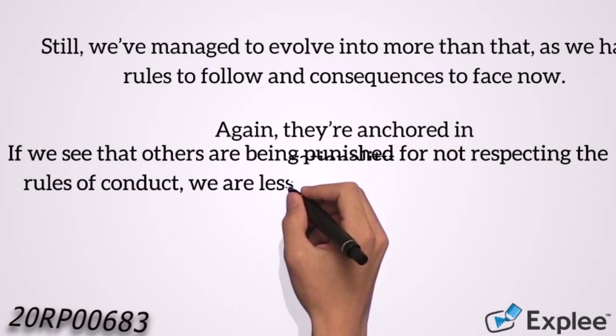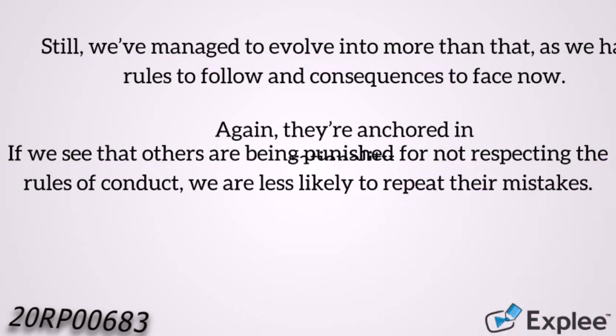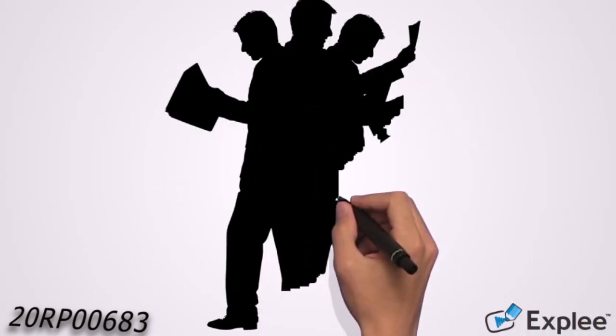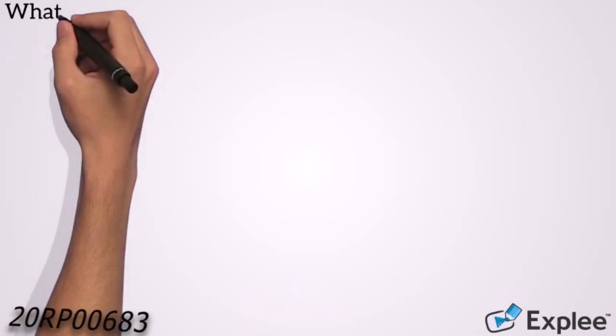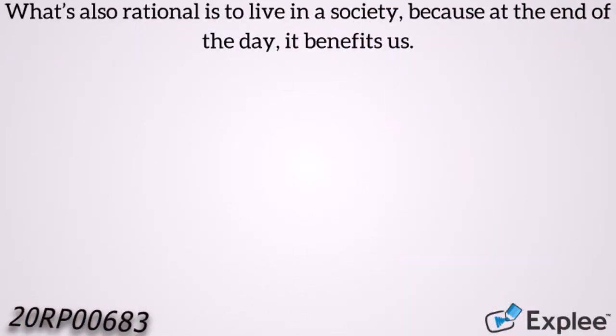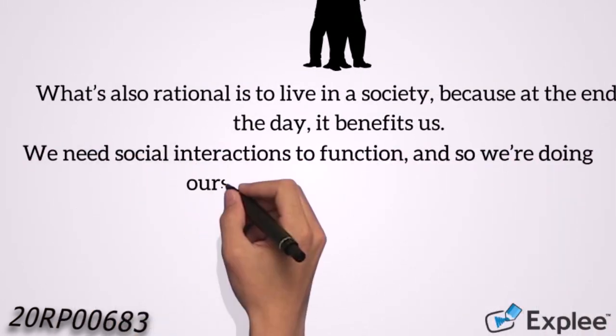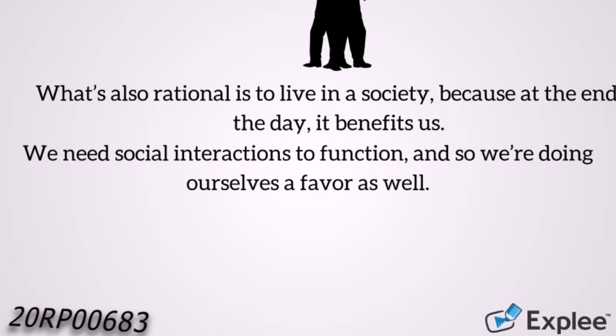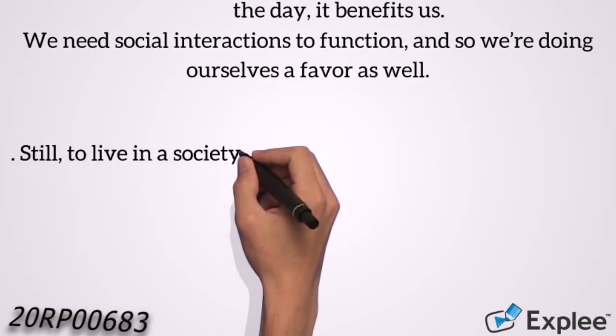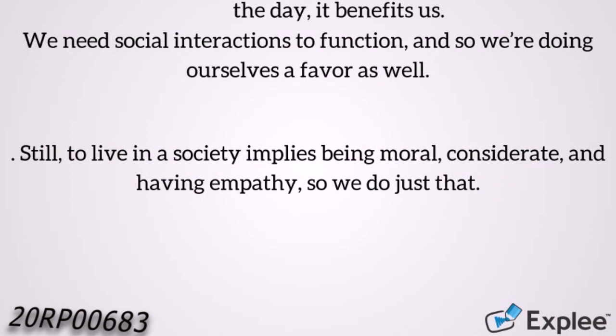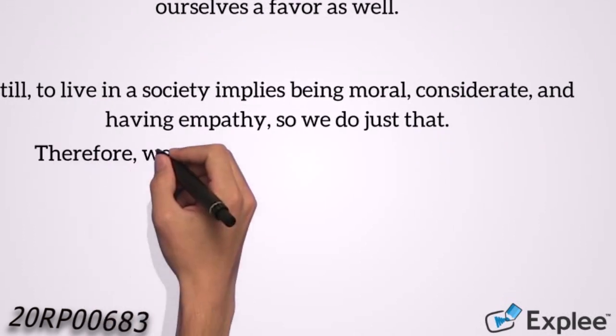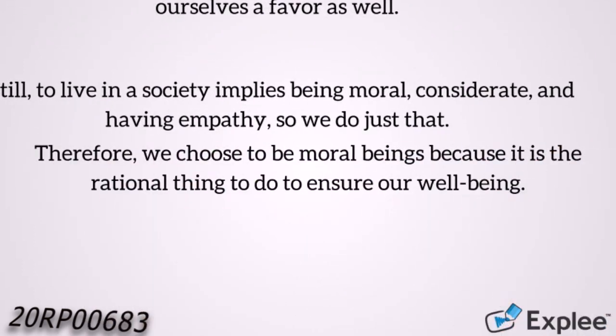If we see that others are being punished for not respecting the rules of conduct, we are less likely to repeat their mistakes. What's also rational is to live in a society, because at the end of the day, it benefits us. We need social interactions to function, and so we're doing ourselves a favor as well. Still, to live in a society implies being moral, considerate, and having empathy, so we do just that. Therefore, we choose to be moral beings because it is the rational thing to do to ensure our well-being.